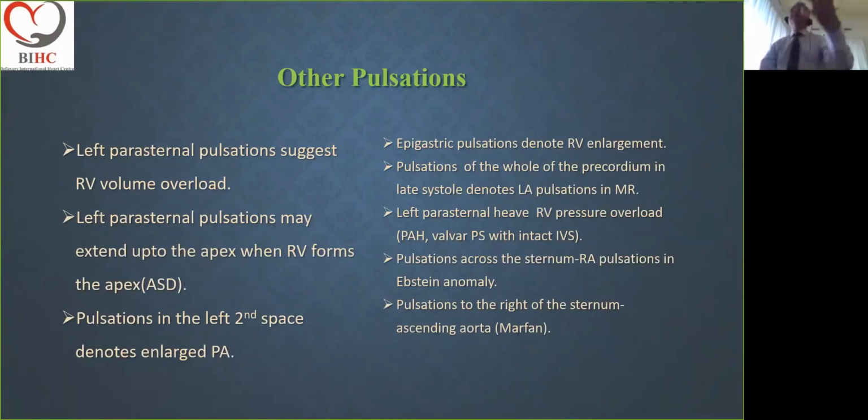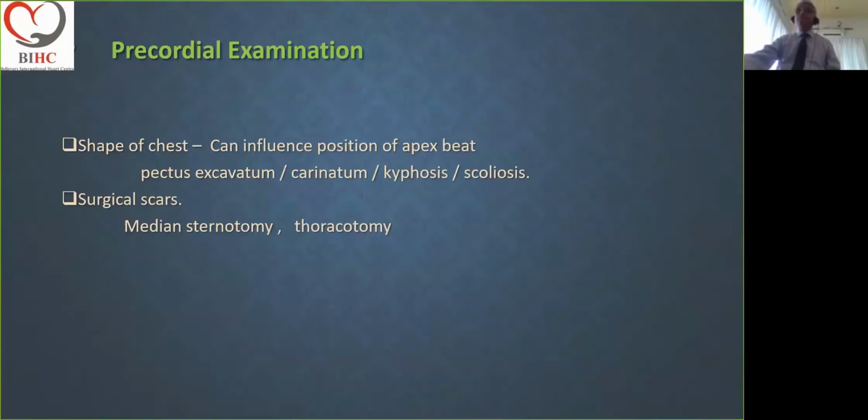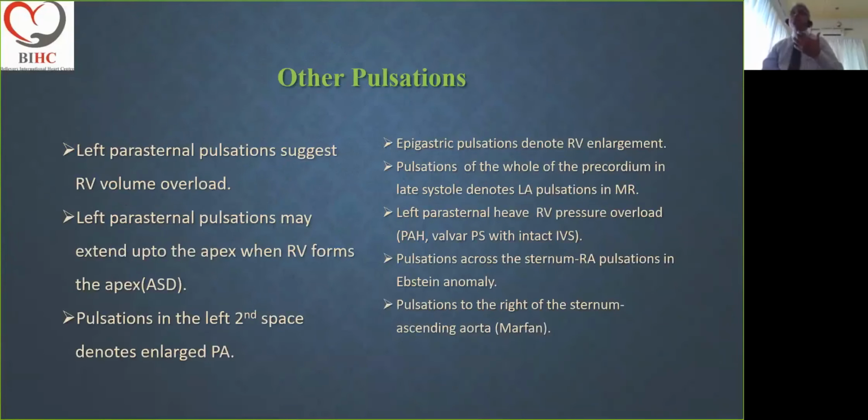And in an ASD, actually the entire heart would have a common pulsation because the RV pulsations extend to the apex and the apex is formed by the RV. And pulsations in the left second space denote an enlarged pulmonary artery. And epigastric pulsations denote RV enlargement. Pulsations of all of the precordium in late systole can be due to LA pulsations in mitral regurgitation. A left parasternal heave occurs in RV pressure overload as in pulmonary arterial hypertension. You can have pulsations across the sternum in Ebstein's anomaly. Pulsations to the right of the sternum when the ascending aorta is pulsating in Marfan.